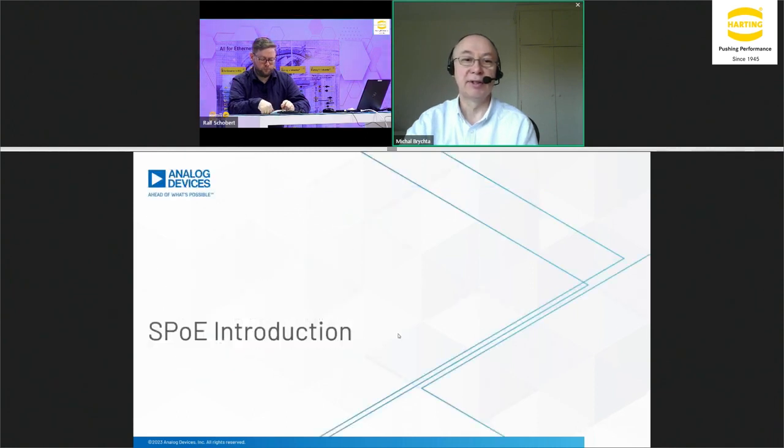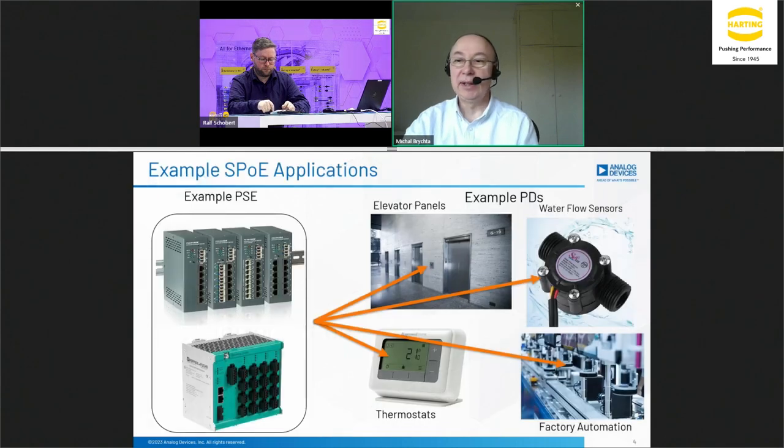So first, a little bit of introduction. Where do we see the SPE application, and the same for the power for these applications? So the idea is, over the same cable you can take power from the device controller and power another device. So the source of the power will typically be switches or controllers, and the devices that will be enjoying the power will be something like elevator panels in the buildings, thermostats, different sensors in the process or in the factory applications.